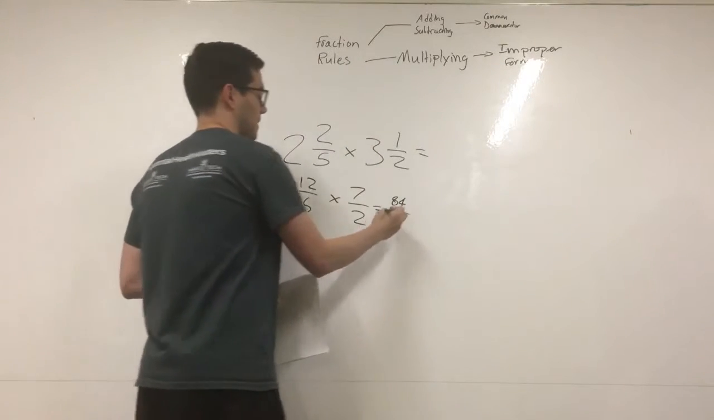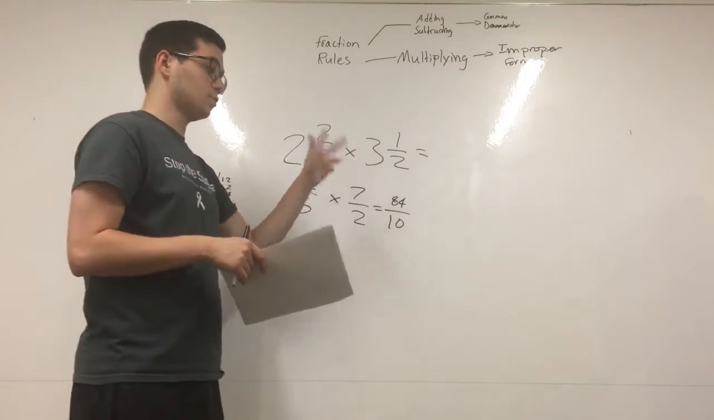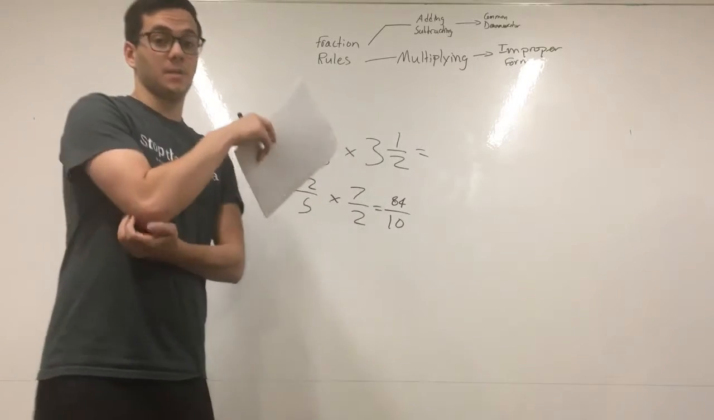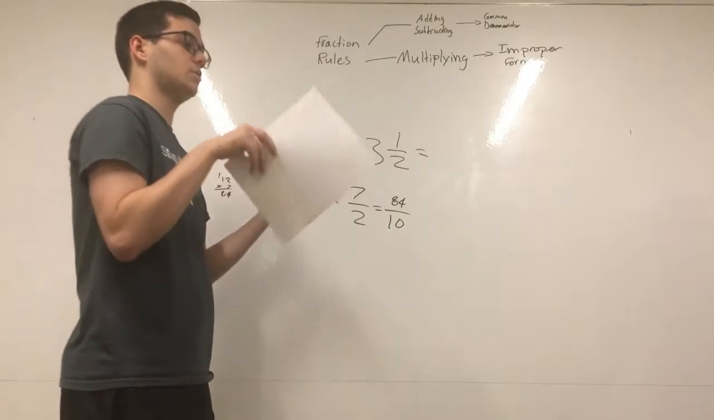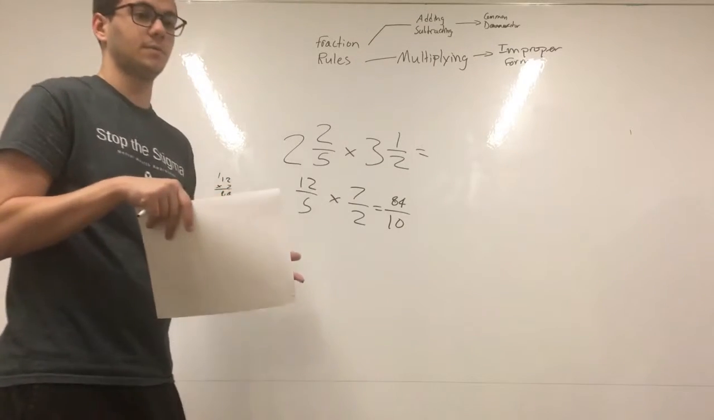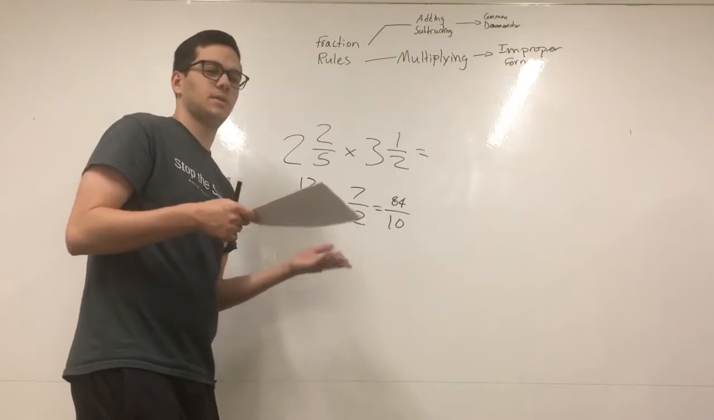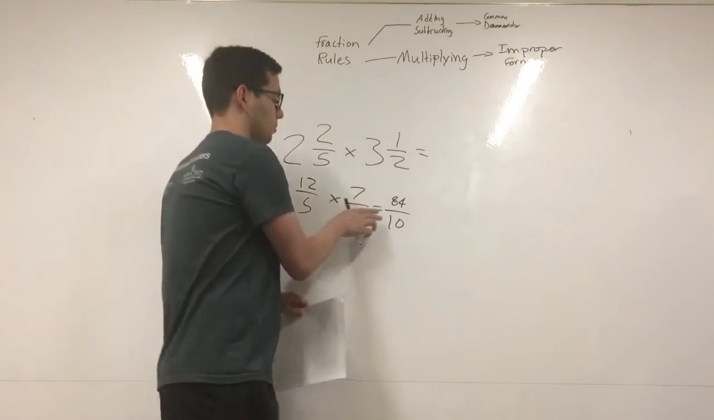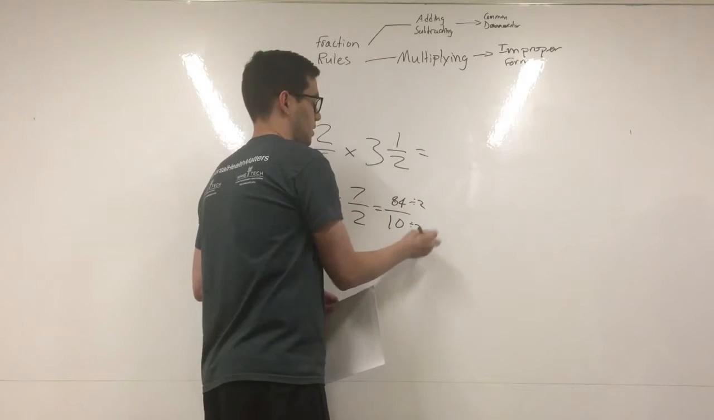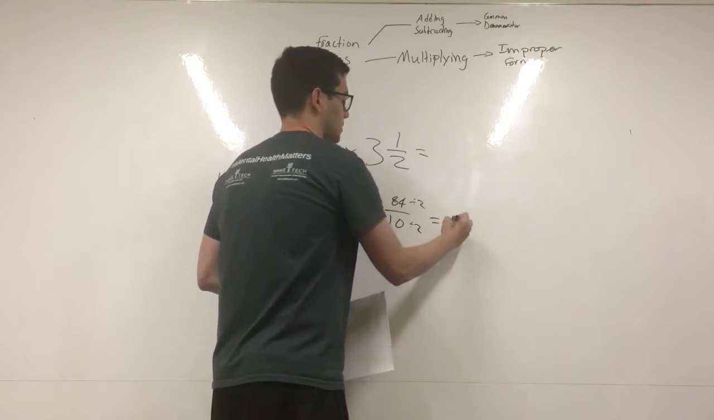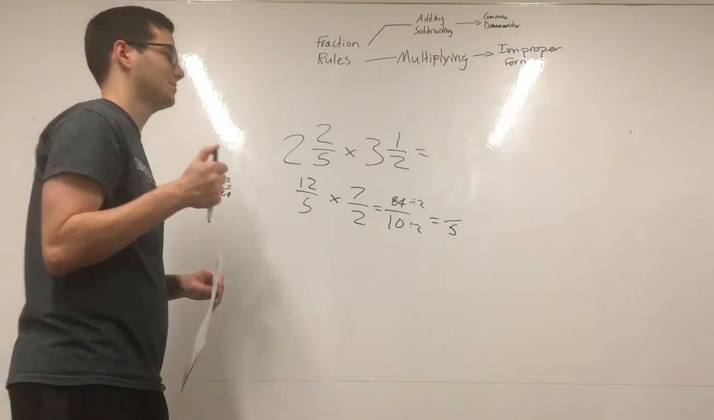And 5 times 2 is 10. So obviously it's two things. It's improper and it can actually simplify as well. So it doesn't matter which order you do it in. You can change it to improper first or you can simplify first. Personally, it makes it a little easier to simplify first, so you're not dealing with such big numbers. Both of these are even, so we can divide by 2. 10 divided by 2 is 5. 84 divided by 2, let's see, 42.